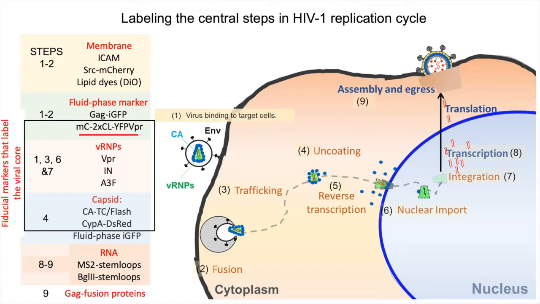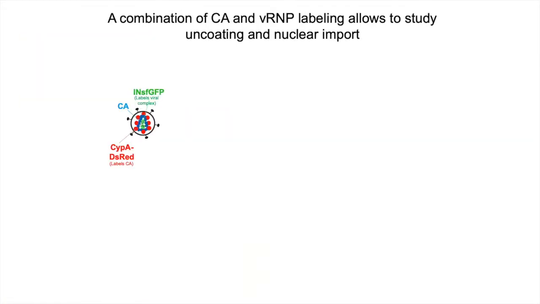When you use 2 colors, one as a fusion marker and the other as a core marker, you can see a loss of color during fusion. That gives you a readout for a particular step in viruses. So when you combine 2 markers, you can actually gain functional dynamics of viral steps, right?